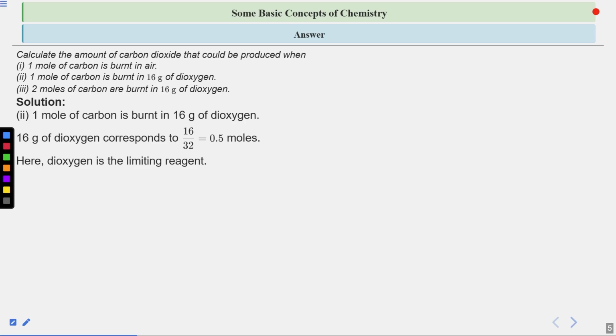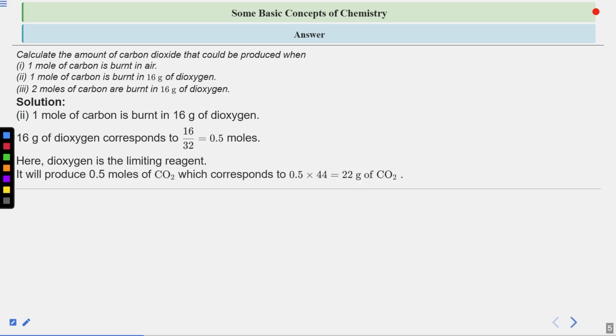But it is very clear from our equation that for burning 1 mole of carbon, we need 1 mole of dioxygen, whereas we have only 0.5 mole. It means your dioxygen is present in a lesser amount and hence it is the limiting reagent. Okay, so this is clear with this example. Again, I am repeating it. You have 16 gram of dioxygen, which means you have 0.5 moles of dioxygen. But according to the stoichiometric equation, for burning 1 mole of carbon, you must have 1 mole of dioxygen as well. But this dioxygen is present in a lesser amount, hence it is a limiting reagent.